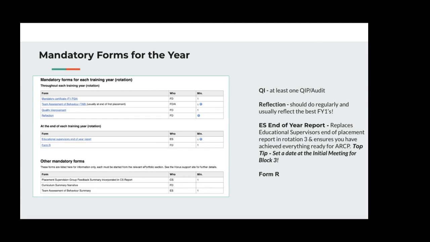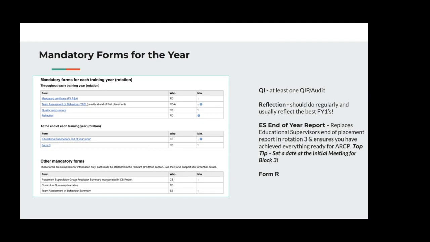As a general top tip, the other thing to do is when you have your initial meeting with your educational supervisor in block 3, set a date with them then to come back and do the end of year report, because most likely that will only be in 6 to 8 weeks time.